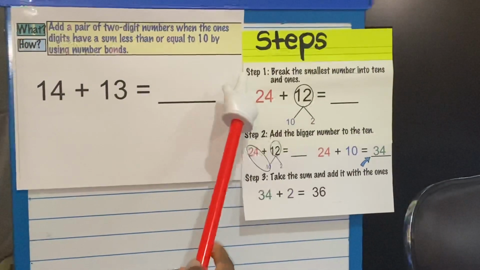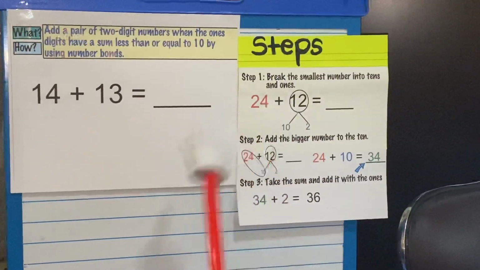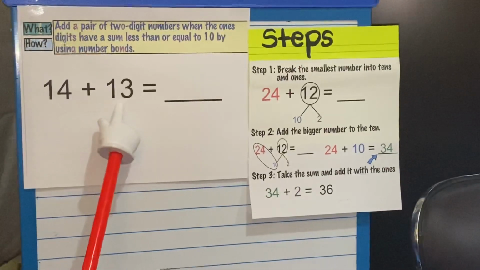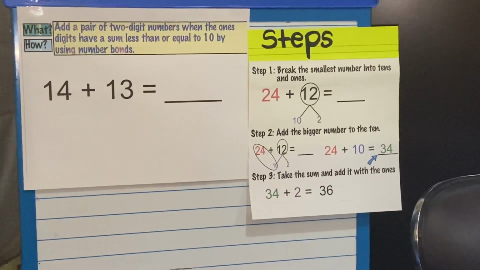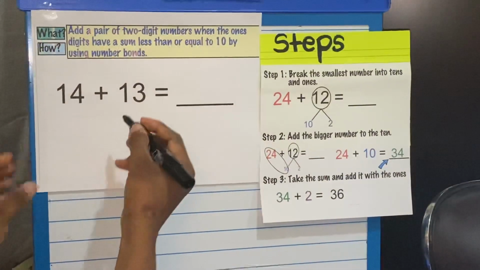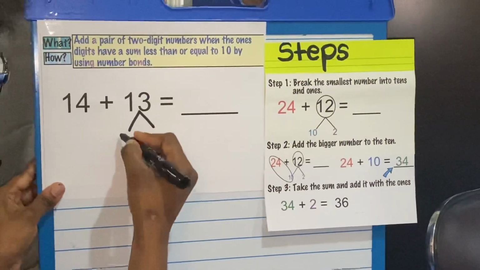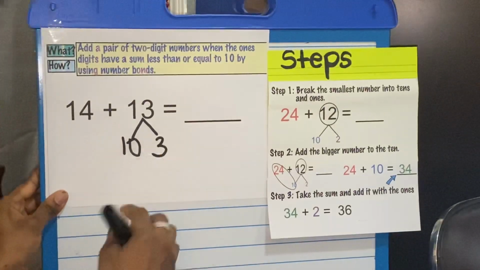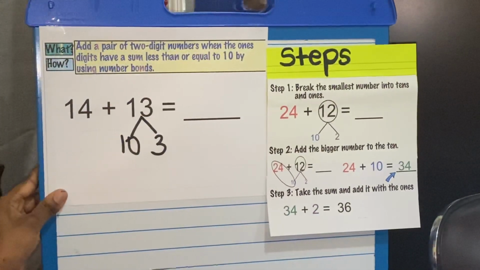So my first step is going to be to break up the smallest number into tens and ones. So when I look at the 14 and the 13, I need to break the smallest number into tens and ones. So in this case it is the 13. So I'm going to break that into tens and ones. So that's 10 and 3. Because 10 plus 3 is going to give me 13.